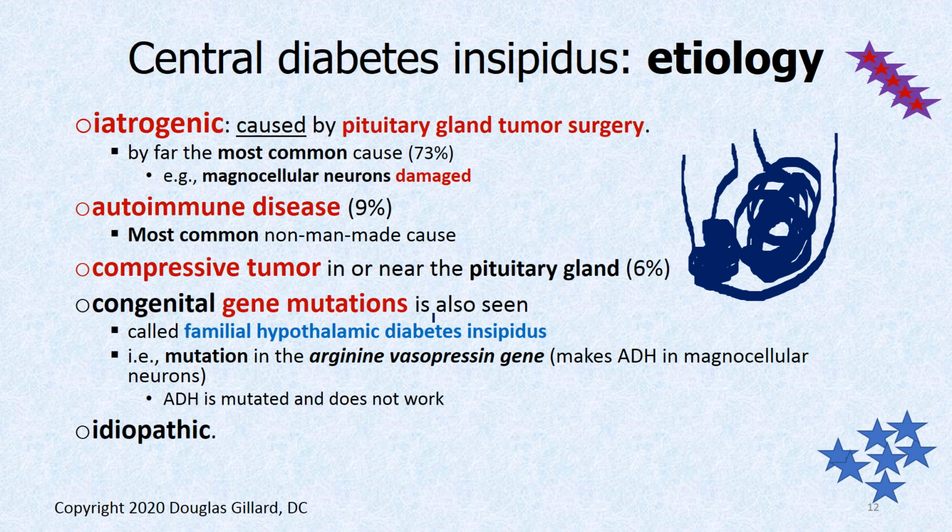There are congenital gene mutations to this, one called familial hypothalamic diabetes insipidus. So you can have gene mutations in magnocellular neurons, and the mutation causes a defective ADH. The gene that actually makes antidiuretic hormone is called the arginine vasopressin gene, and that's where arginine vasopressin comes from.